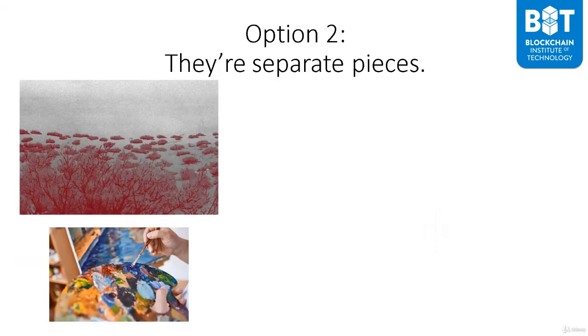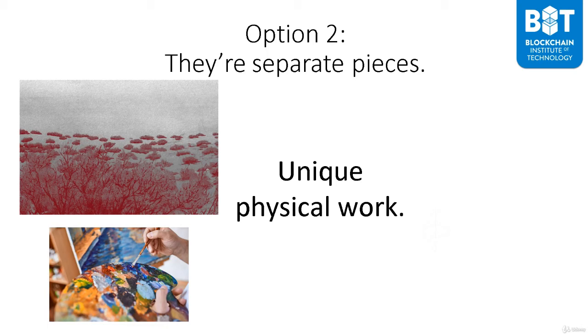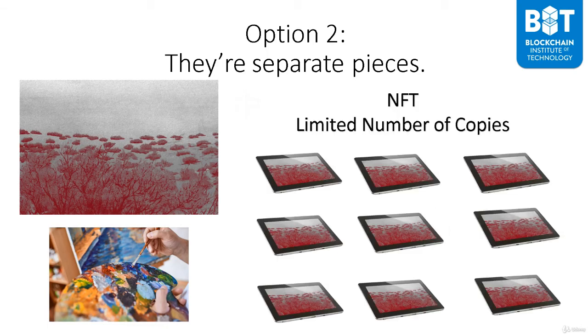Now, option 2 is that they're 2 separate pieces. The first part is a unique physical work, and the NFTs are unique separate copies. So you have the original artwork, and then you have a limited number of digital copies that correspond to that physical original artwork. So what you can have is there's a one of one physical piece, and then you can have a series of, say, a limited run of 9 NFTs, like I've got here. You have 9 digital copies, which would each have a unique NFT corresponding to it. So you have 2 separate pieces.